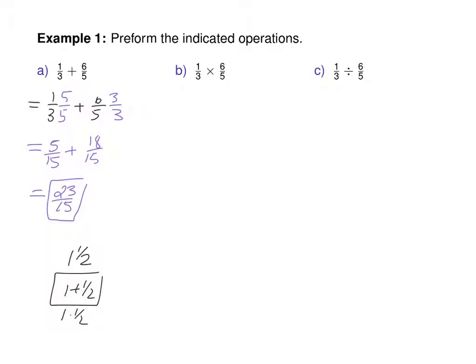All right, multiplying fractions always get students because they think that they have to get a common denominator. Guess what? You don't have to. So you can do this 2 ways. What you can do is multiply just straight across, 1 times 6, 3 times 5.